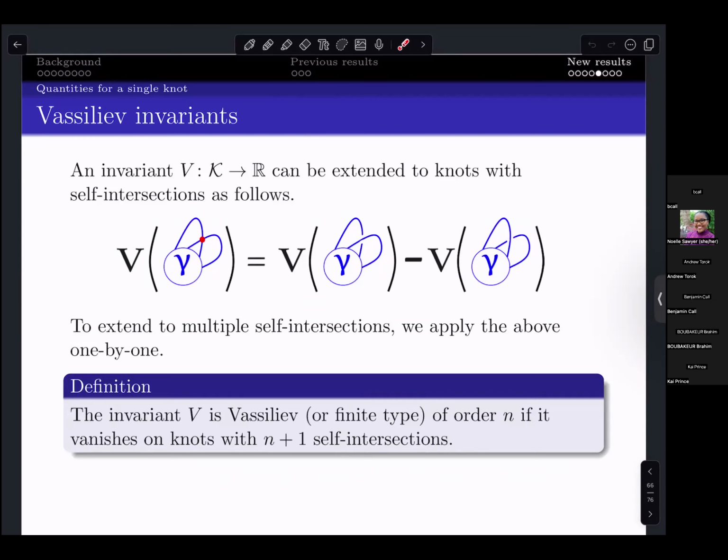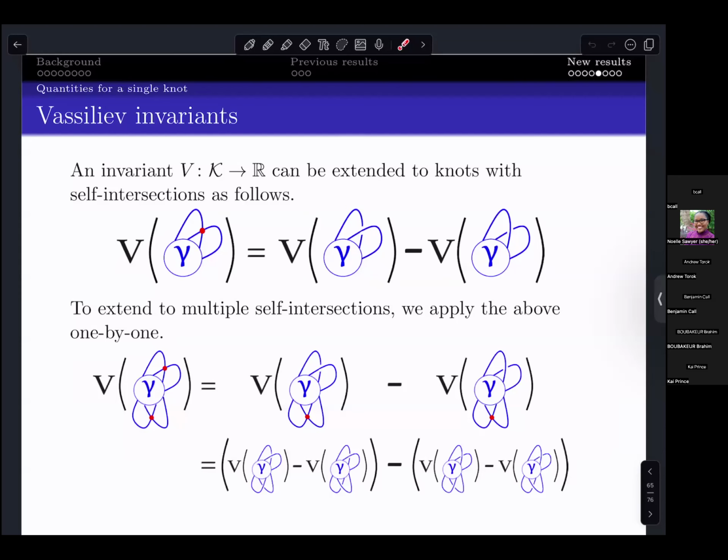So let me go back to this picture. That would mean that this kind of equation would be equal to 0. So it's telling you a Vasiliev invariant is an invariant that has some kind of relation when you switch crossings. But this relation can be very complicated if you're talking about, say, order 12, right? You're talking about a relation that only comes to light when you consider differences of 2 to the 12 different knots. But that's the idea.